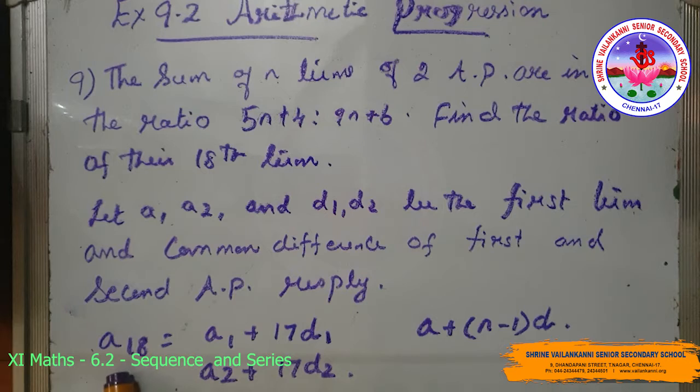So 18th term a18, which is a1 plus 17 into d1, using the formula a plus n minus 1 into d. So we are taking the first AP as a1 plus n minus 1 into d1. So it is a1 plus 17 d1, and for the second AP, a2 plus 17 d2.